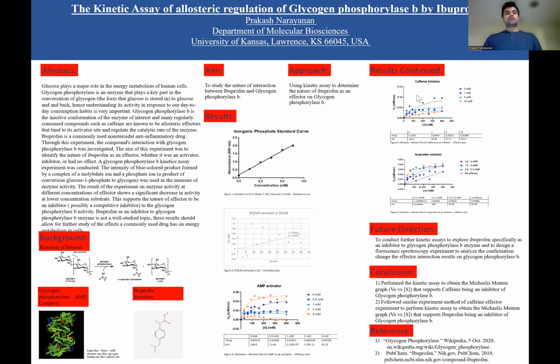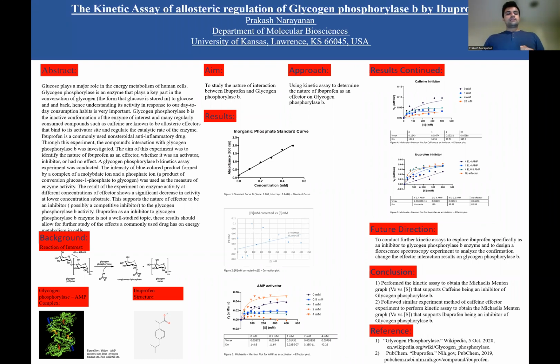We all know that glucose plays an important role in energy metabolism. This makes glycogen phosphorylase B a very essential enzyme as it catalyzes the conversion of glycogen to glucose and back. The enzyme is an allosteric enzyme, hence its activity is affected by many compounds changing its conformation by binding to its regulatory and active sites.